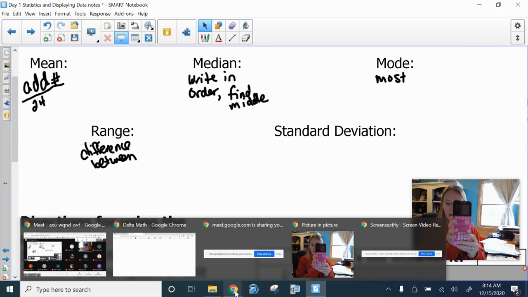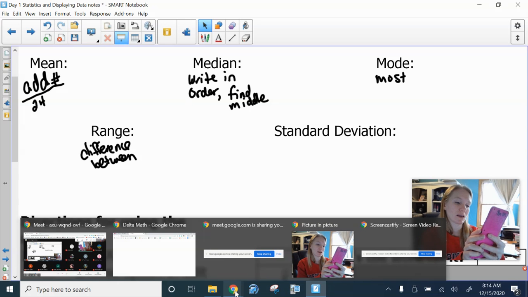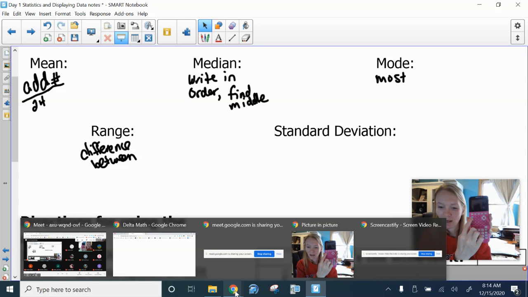In the TI-84 calculator, there's a stat button. You've got your second, and then underneath the second, you've got alpha, and it's the third over. There's the stat button. It's right by the arrows.